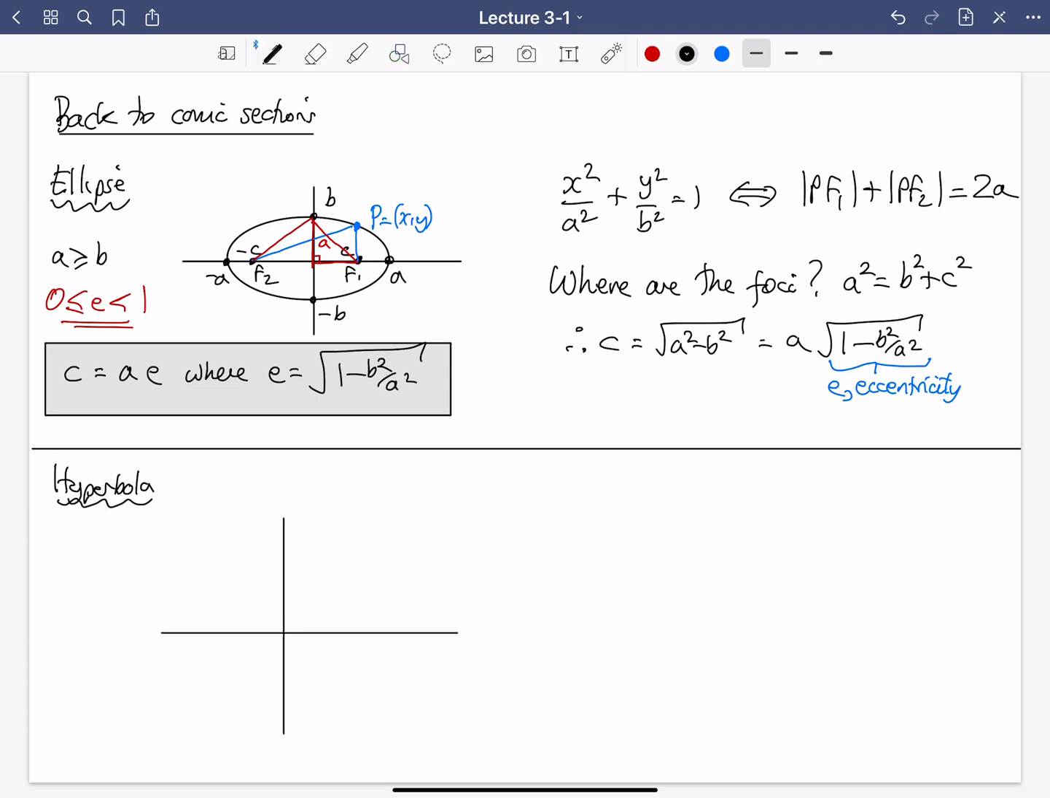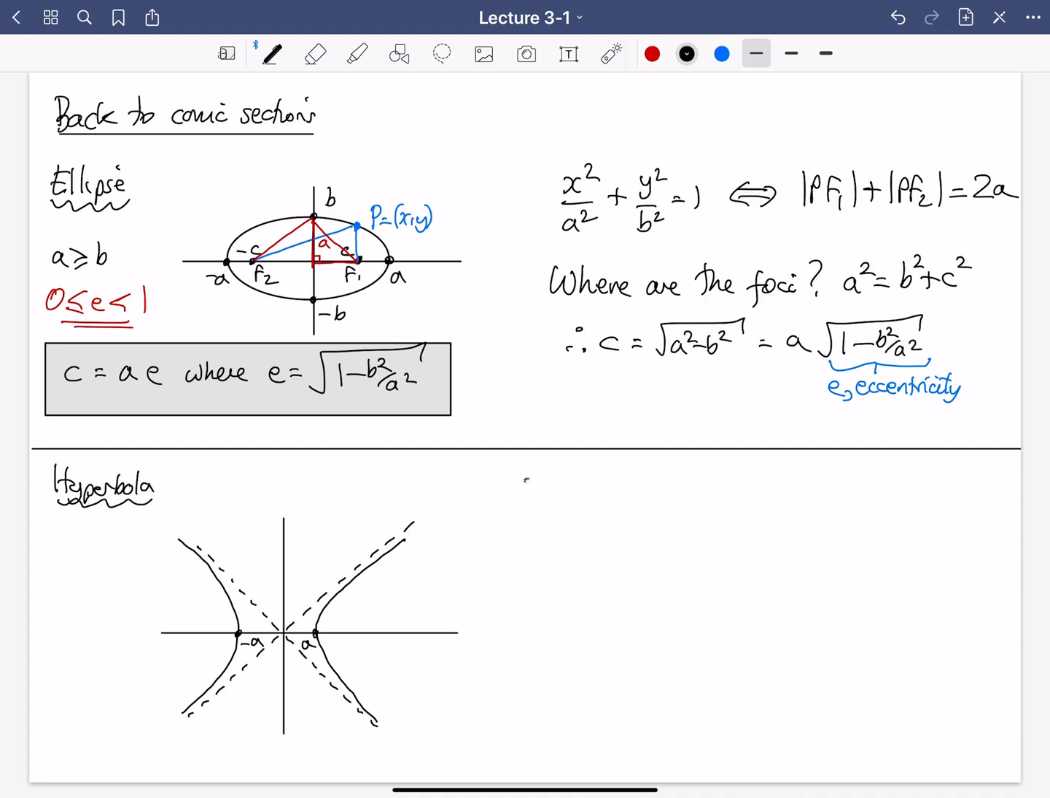You remember the hyperbola, you have these diagonal asymptotes. So there's one asymptote, there's the other. And then the hyperbola goes through x equals a, and it approaches that asymptote, and then by symmetry it's minus a, it approaches that asymptote. Okay, so that's my attempt at sketching the hyperbola.